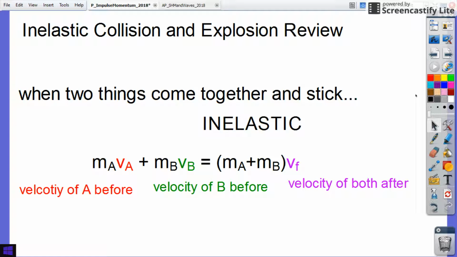they move off together. We call that inelastic or sticky. That means that you have two masses before, one mass, two mass, and two velocities before, one velocity, two velocity, but only one mass and one velocity afterwards, where VA means the velocity of A, velocity of B, velocity final, or after the crash. So here, just by looking at the equation, I can see that I have two things before and only one thing after.